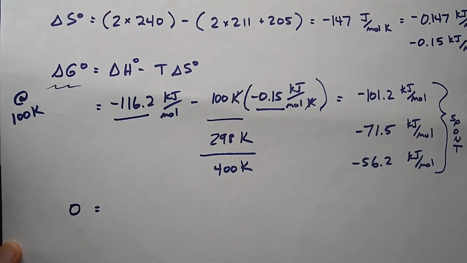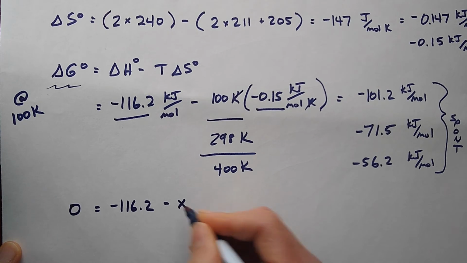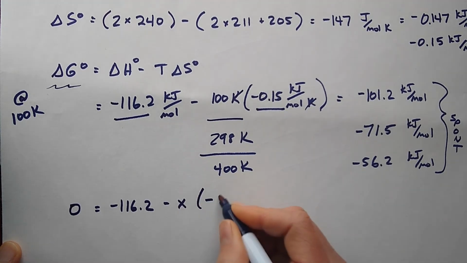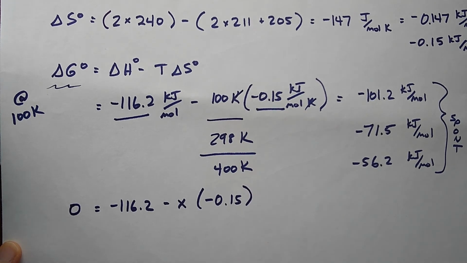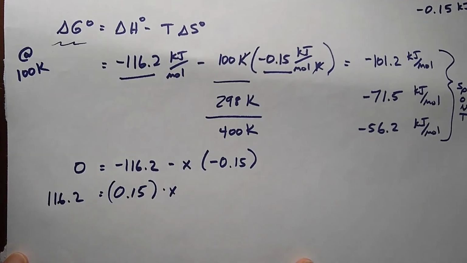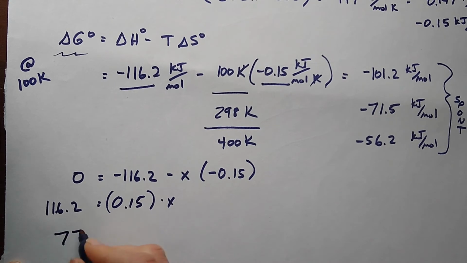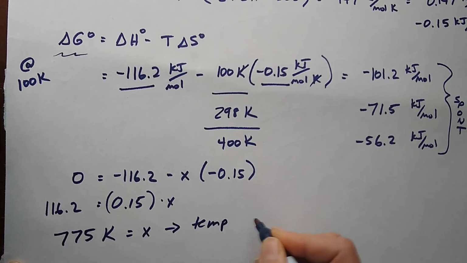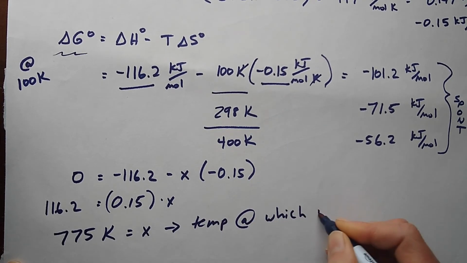and my enthalpy is negative 116.2 minus, I'm going to use an X for the temperature, and negative 0.15 for the entropy, I can rearrange here just to solve for X. So I've got 116.2 equals, the negatives here cancel out, 0.15 times X. So I can solve for the temperature at which this reaction becomes non-spontaneous, and it is 775 Kelvin, and any temperature above that.